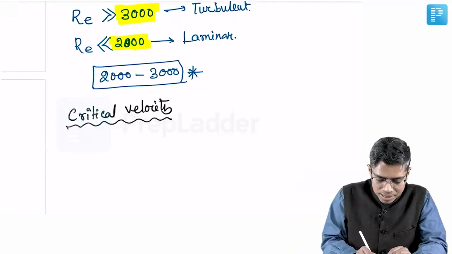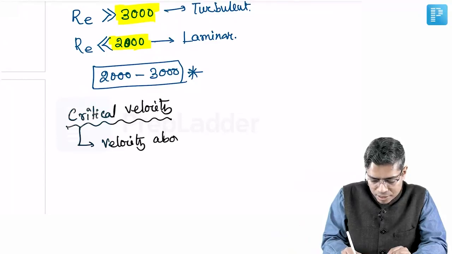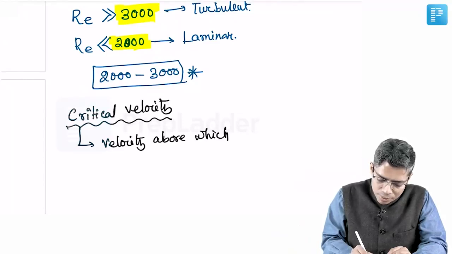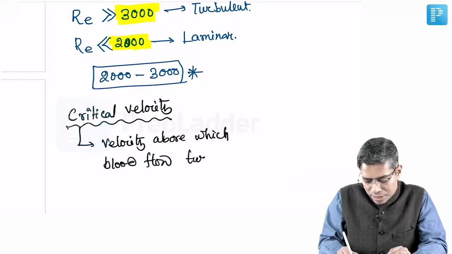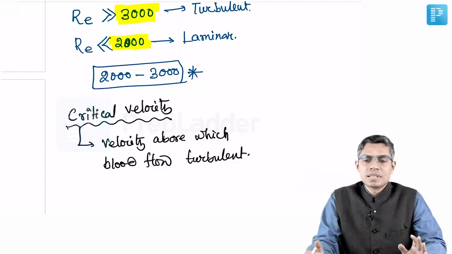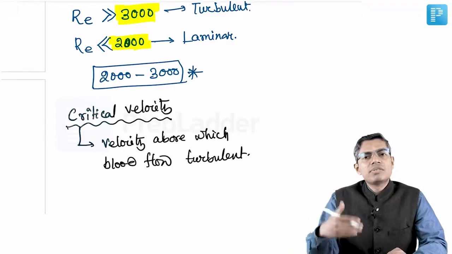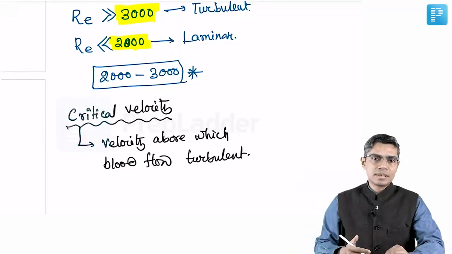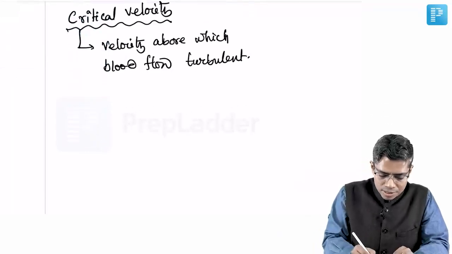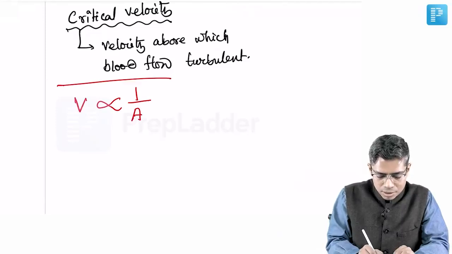So what I am saying is, the critical velocity is the velocity above which the blood flow is always turbulent in nature, irrespective of the diameter and other parameters of the vessel. That is the meaning of critical velocity. So now the question is, how is the velocity of blood flow determined? The velocity of blood flow is inversely proportional to the cross-sectional area of the vessels.